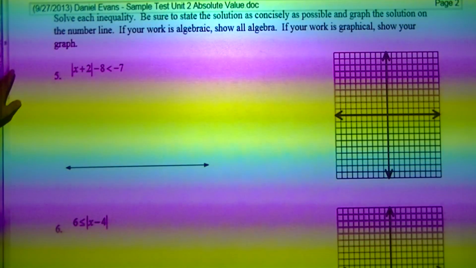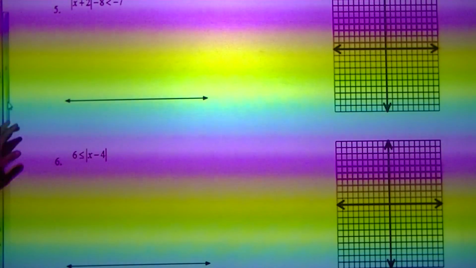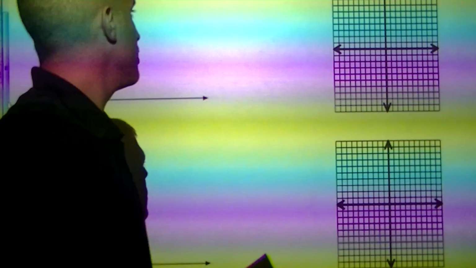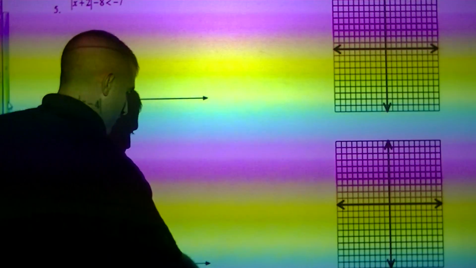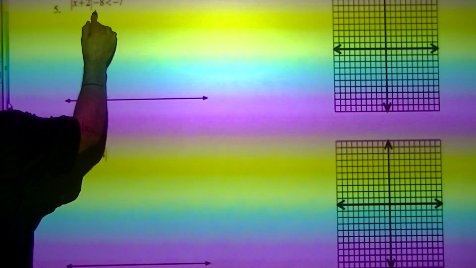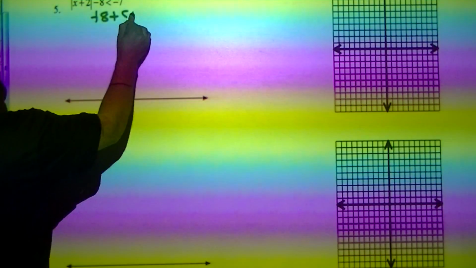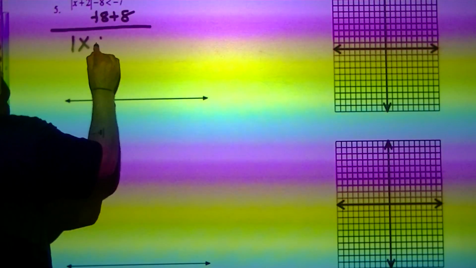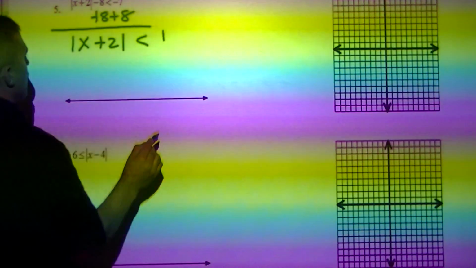All right. Graphing the inequalities. Just like the equations, what we want to do is make sure we're isolated. So in this case, I want to add 8 over here. Okay, so I've got the absolute value of x plus 2 is less than 1.